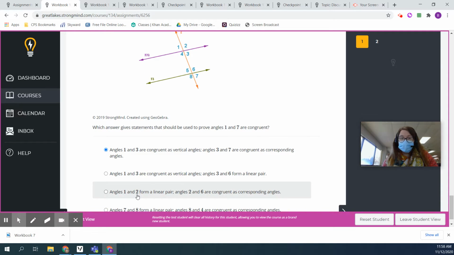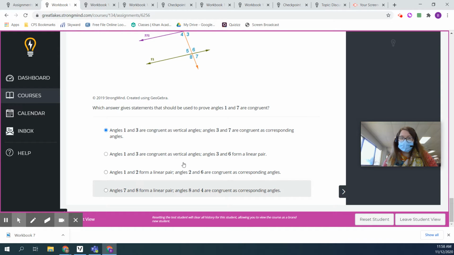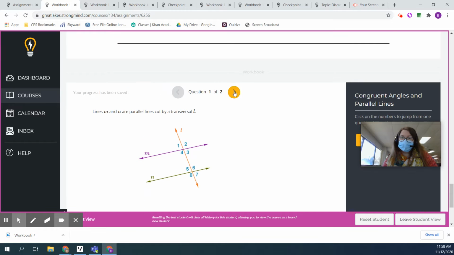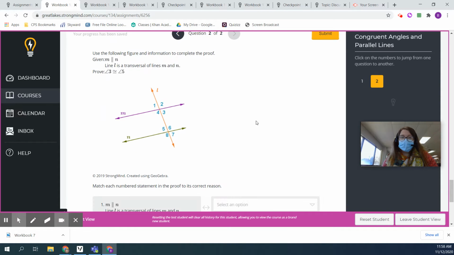1 and 2 form a linear pair. Okay. 2 and 6 are corresponding, but that doesn't really help us know anything about 7, so it's not going to help us there. 7 and 8 form a linear pair. That's true. 8 and 4 are congruent because they're corresponding, but it doesn't help with angle 1, so not that one.